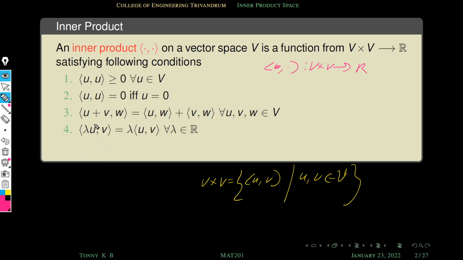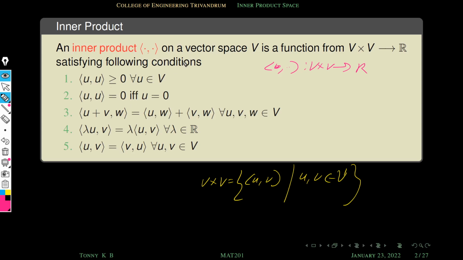Next property: the inner product of (lambda u, v) equals lambda times the inner product of (u, v) for all lambda belonging to R. So lambda is a real number, and for any real number lambda, our inner product function should satisfy this condition. Last property: the inner product of (u, v) is the same as the inner product of (v, u) for all u, v belonging to V. So if a function from V cross V to R satisfies all these conditions, then we can say that function is an inner product on V.